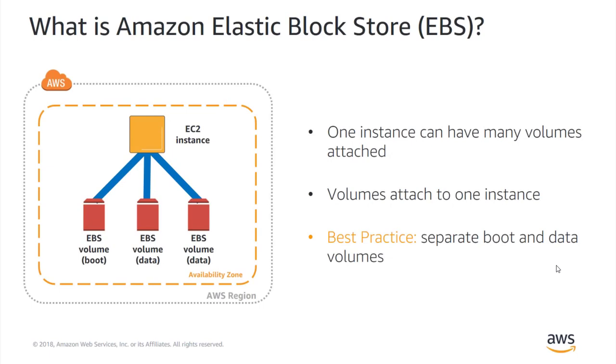A single EC2 instance can have multiple volumes attached to it. However, an EBS volume can only be attached to one instance at any point in time. As a best practice, it's recommended to separate boot volumes from data volumes. You'll want to keep the boot volumes as small as possible and store your data on separate volumes. This gives you the flexibility to adapt the storage architecture to your needs.